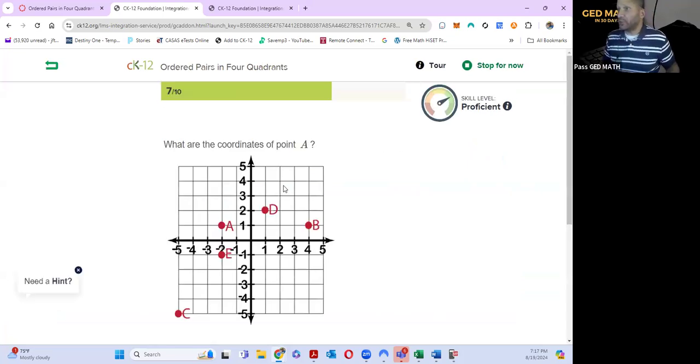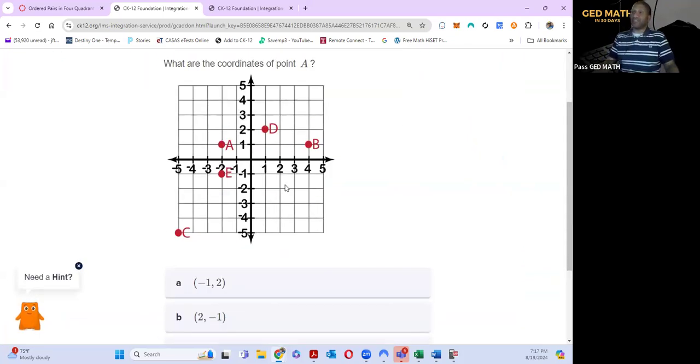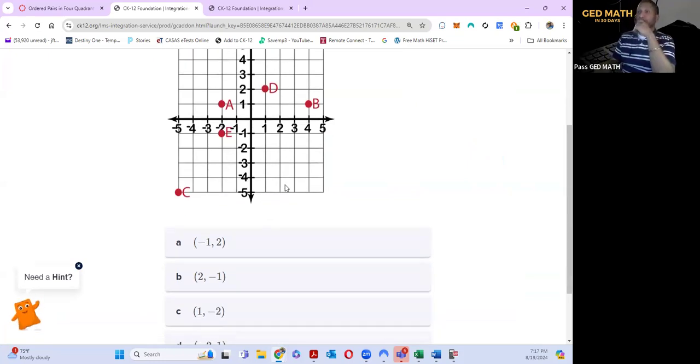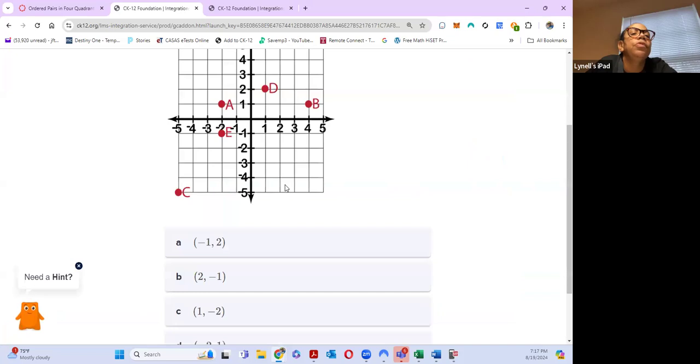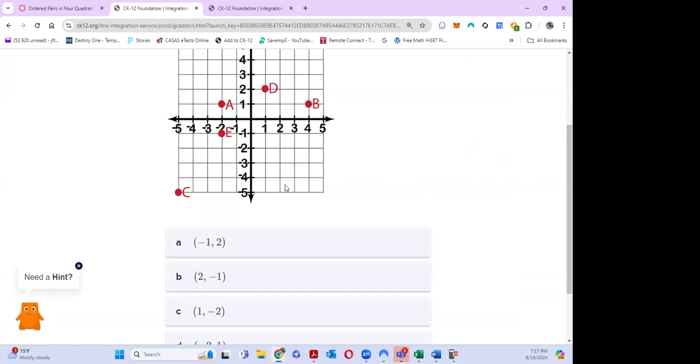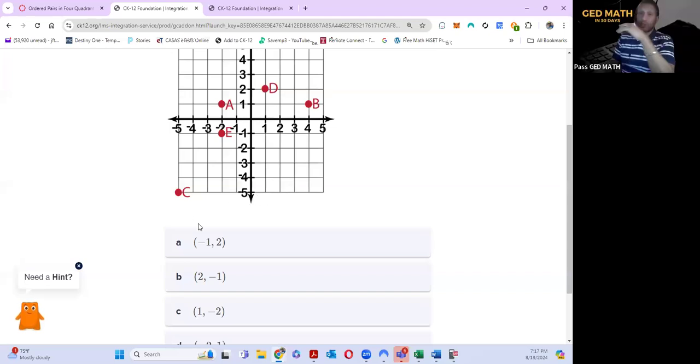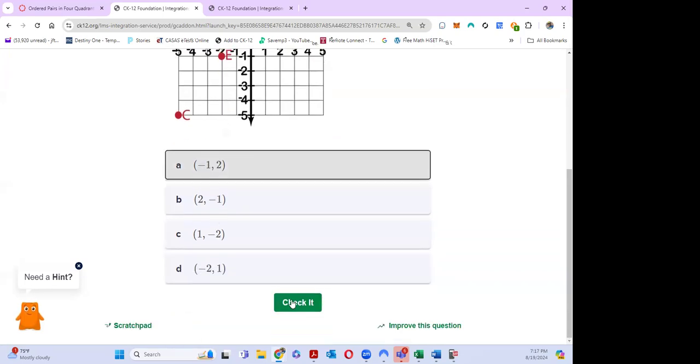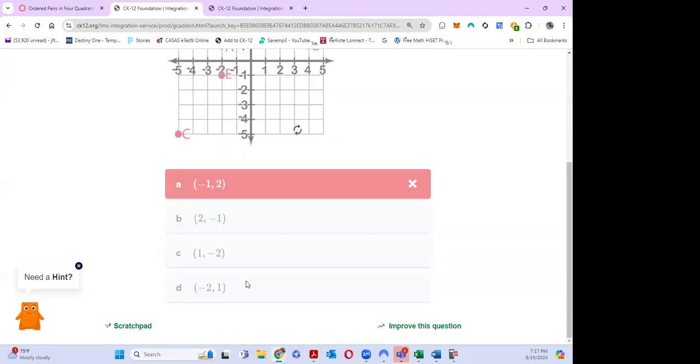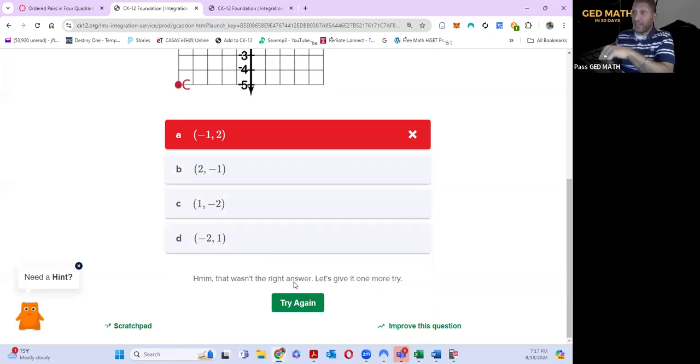Skill level to be determined. What are the coordinates of A? Can somebody tell me the coordinates of A? Negative 2, negative 1, 2, negative 1. So you said negative 1, 2. Let's check it. Bam, you are wrong. So, that wasn't the right answer.